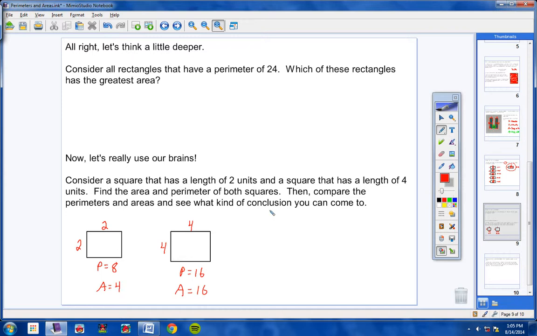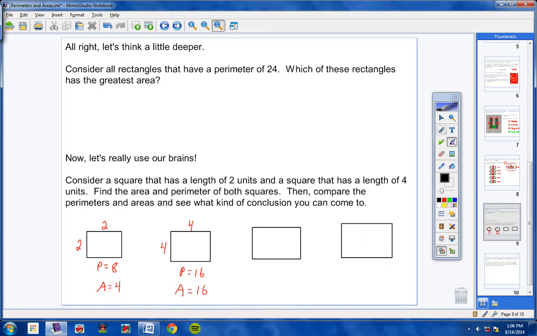Let me say that again. It is your job on your tests and your quizzes to make sure that you have enough information before you make a conclusion. So all that I asked you to do in this problem was to draw a square that had a length of 2 units and a square that had a length of 4 units. But for me, I'm not comfortable with this. I really feel like I need some more information before I can come up with a conclusion.